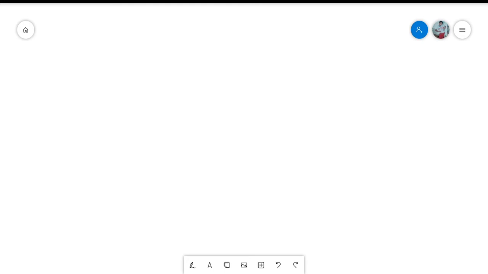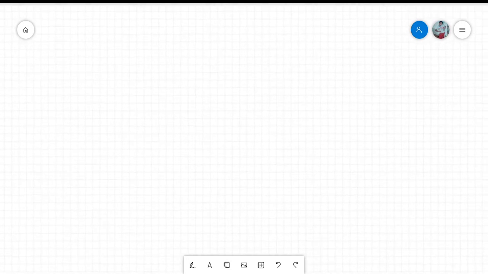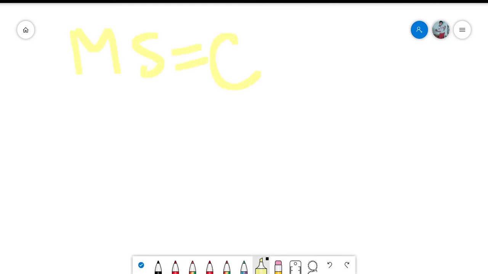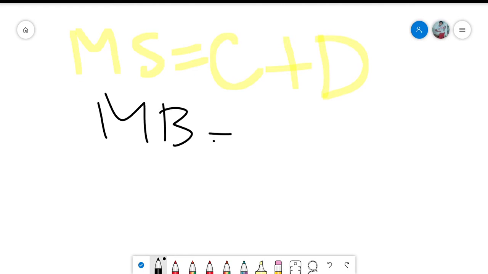Okay, so next we're going to learn about monetary base and the money multiplier. Remember we learned that money supply equals currency in circulation plus demand deposits, right? Now another thing we have is monetary base. I'm going to call that MB, which should not be confused with marginal benefit. Monetary base equals currency in circulation plus reserves.